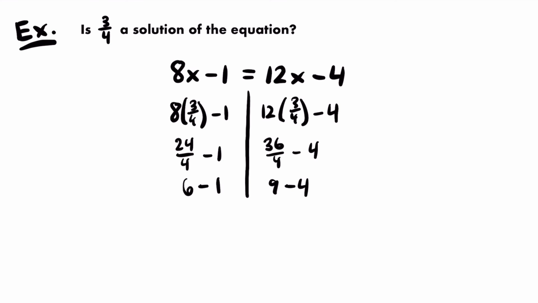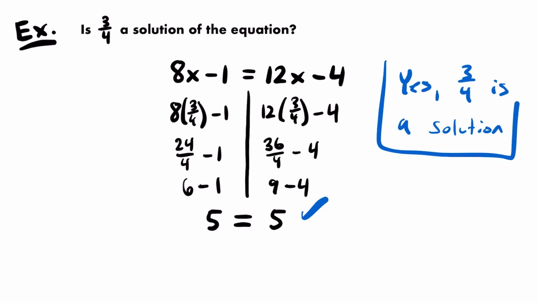And then finally, 6 minus 1 we know is 5, and 9 minus 4 is also 5. And so what we get here is a true statement, right? After plugging in 3/4 for x in this equation and simplifying both sides of the equation, we find that both sides are equal to 5. And so we get the statement that 5 is equal to 5, which is a true statement. That checks out. So what we found here is that yes, 3/4 is a solution.